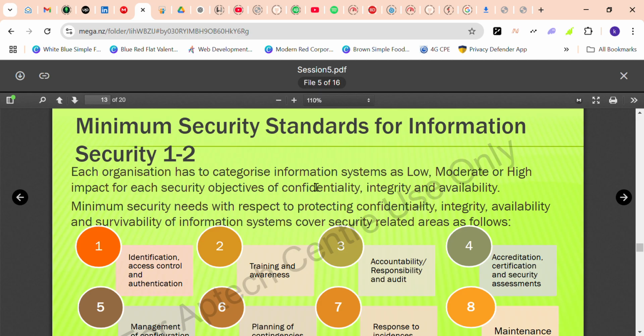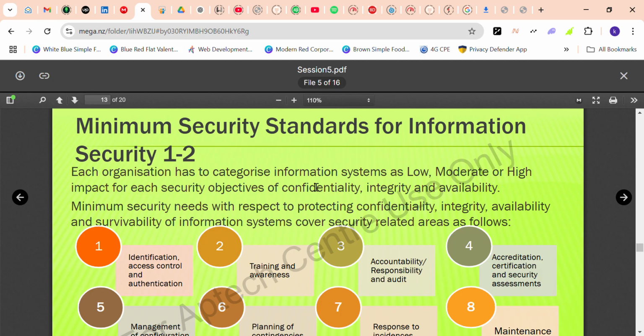So when we are talking of minimum security needs with respect to protecting, even if it is minimum, whether we have low, moderate, or high, the minimum security must work to protect confidentiality, integrity, and availability. That's the least security. And then the survivability of the information system, the lowest minimum security that you must work to protect. That's what this content is talking about here.